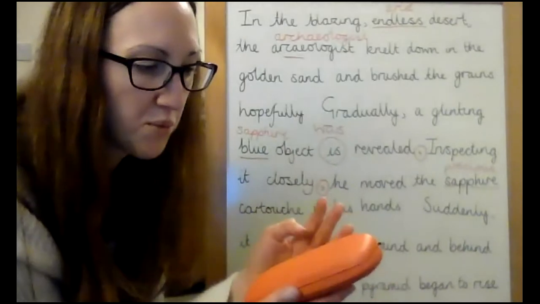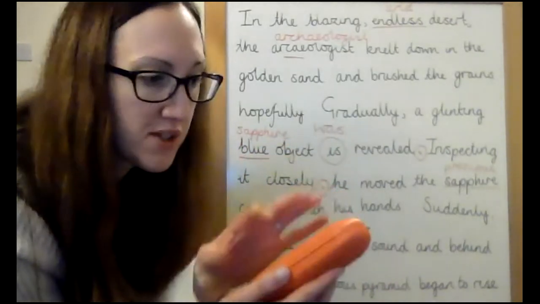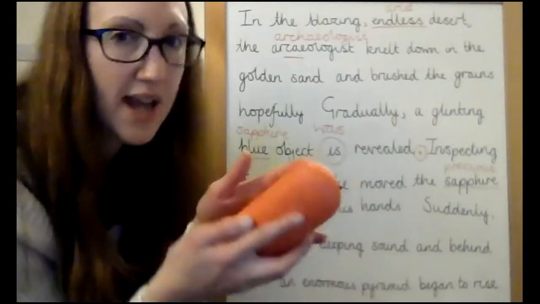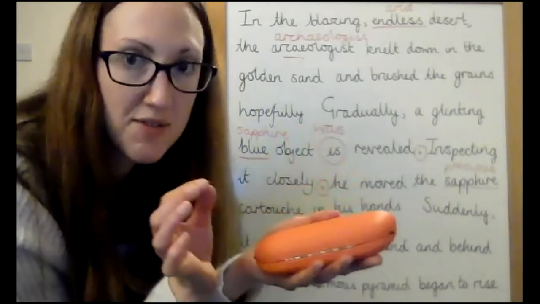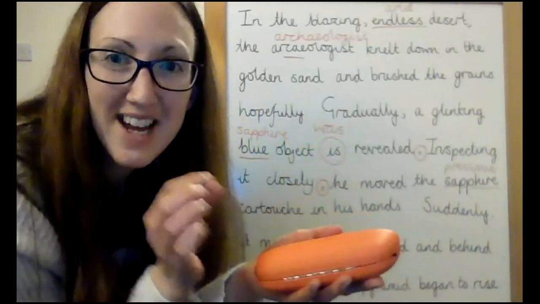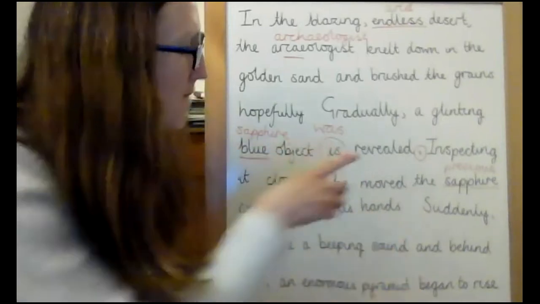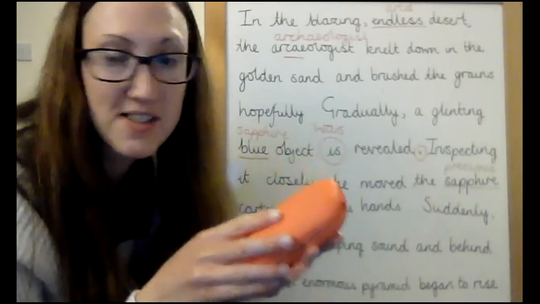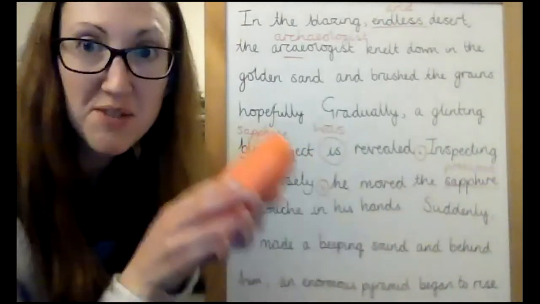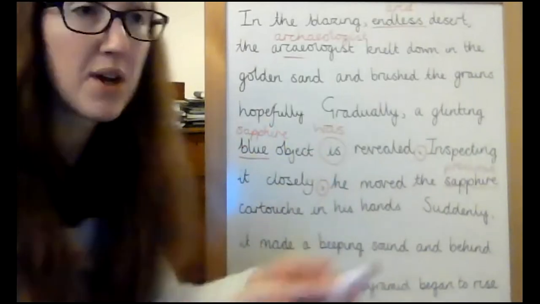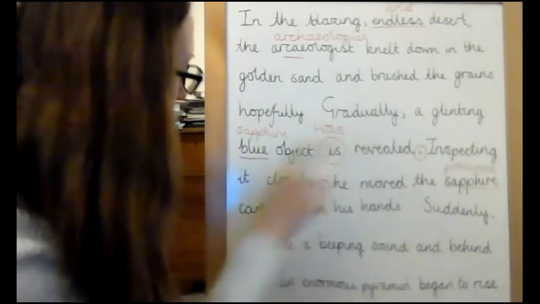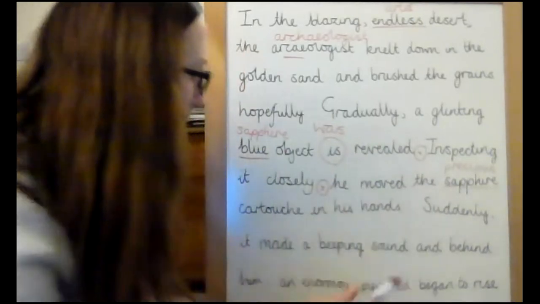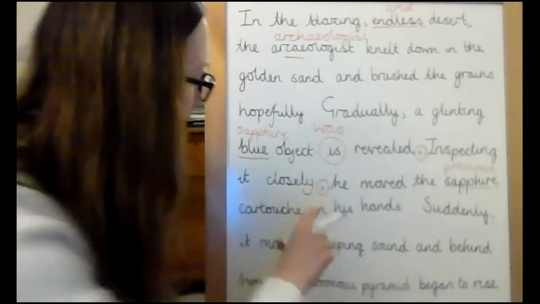But actually, when the archaeologist discovers this, because it's so precious and so shiny and so amazing, actually he handles it very carefully. So I'm thinking that I can add in an adverb here to just, again, emphasize how precious the cartouche actually is. So I'm really pleased with that word choice there, because that really matches up well. So I'm going to think now. I could have carefully, inspecting it closely, he moved the precious cartouche, and I'm going to add it in after the word cartouche.